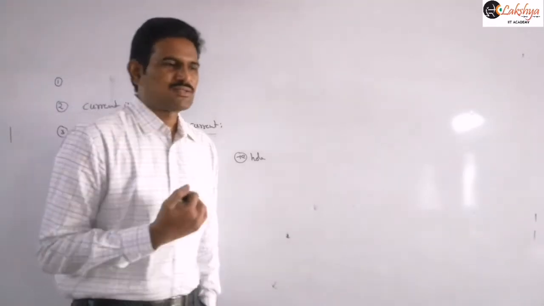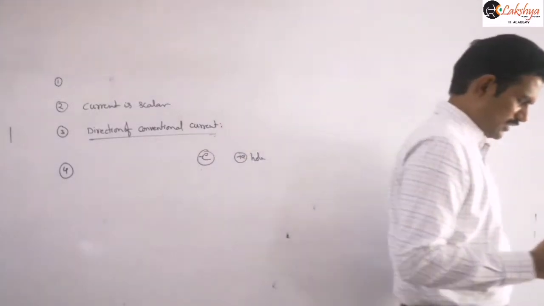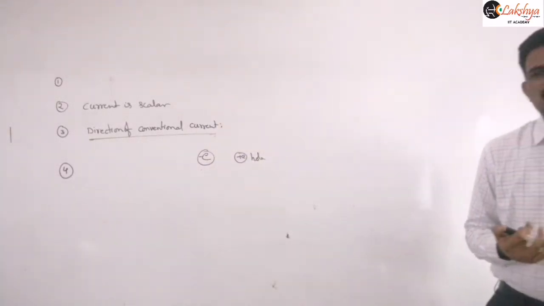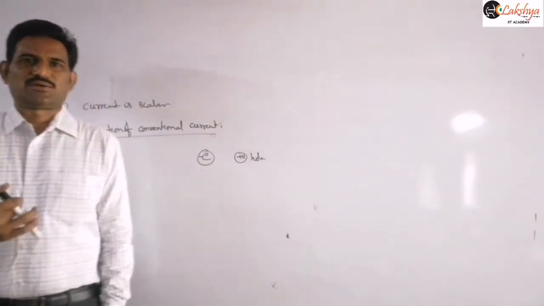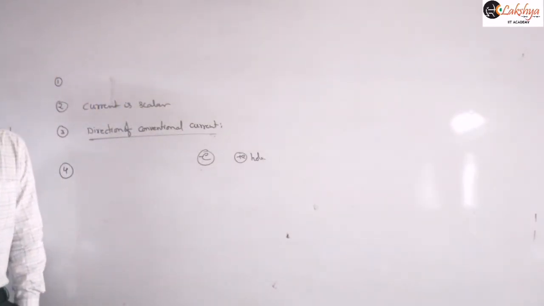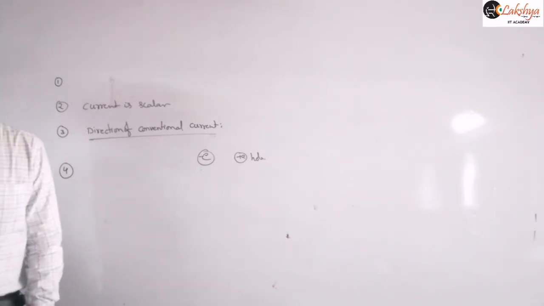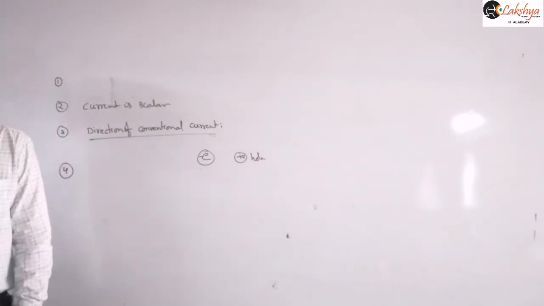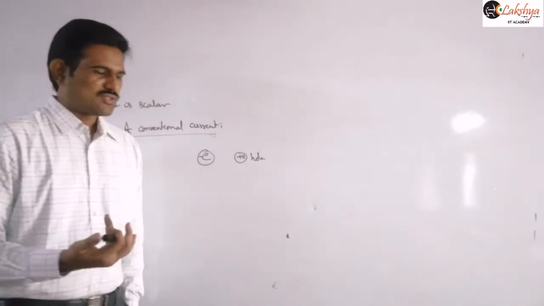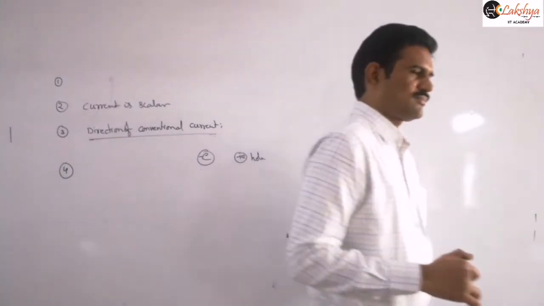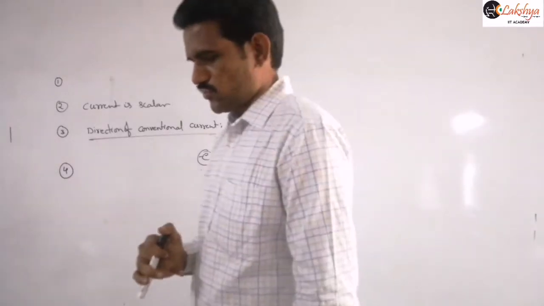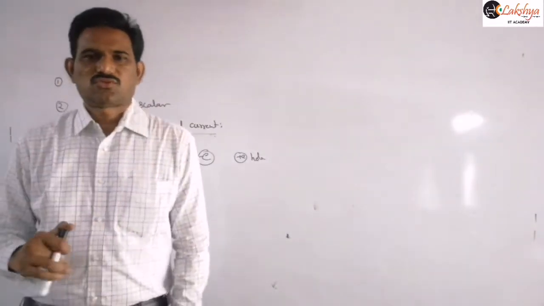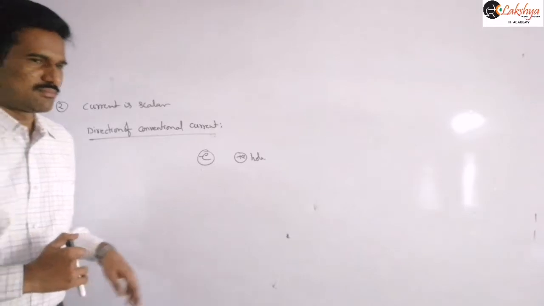Next, the charge carriers in gases are electrons and ions. Next, the charge carriers in liquids, that means electrolytes, are both positive and negative ions. So those are the types of charge carriers there, right?